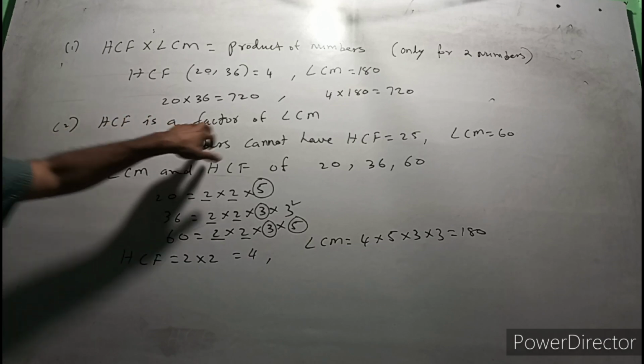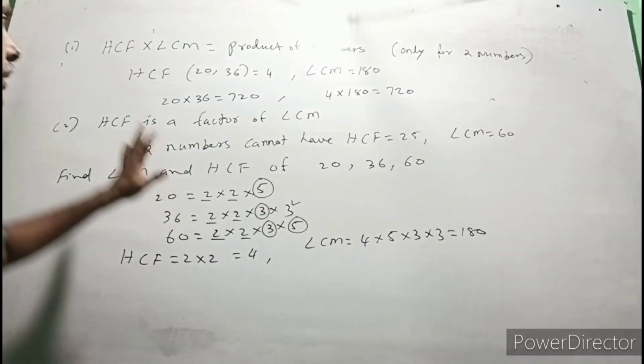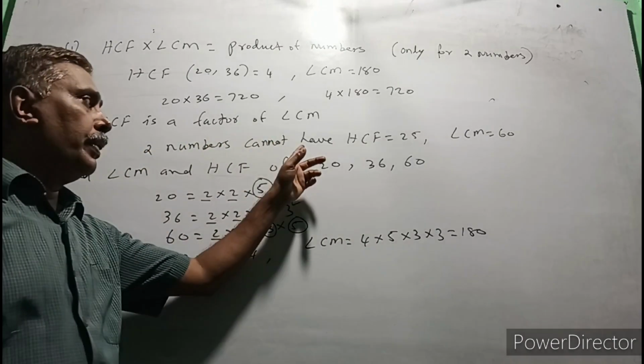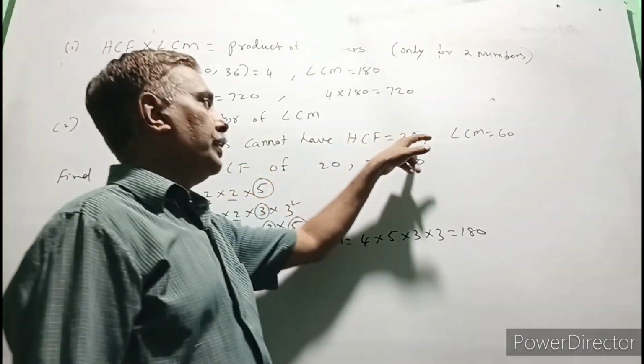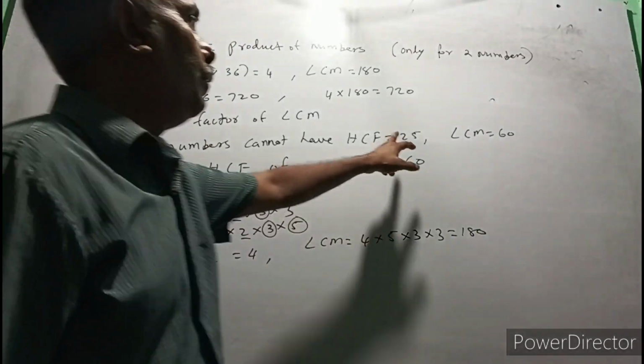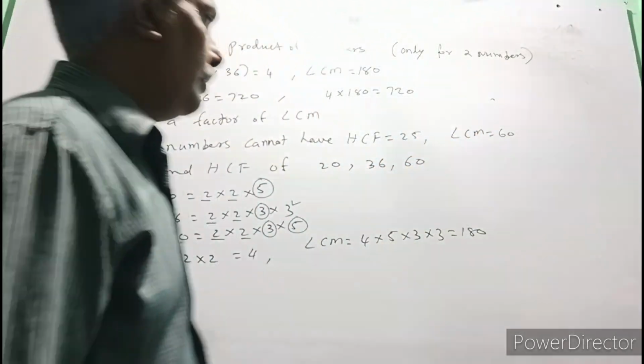Now HCF is a factor of LCM. It is compulsory that HCF is always a factor of LCM. Suppose you are taking two numbers, and somebody says that their HCF is 25 and LCM is 60. It is not possible because 25 is not a factor of 60.